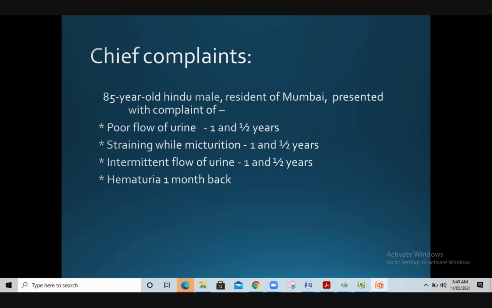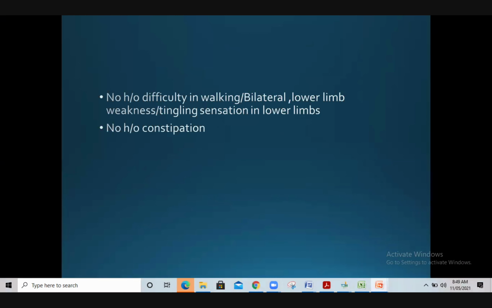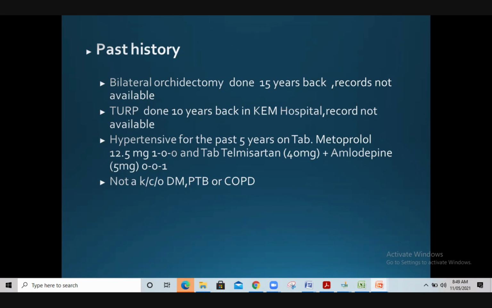Does the patient have any comorbidities? Did he have any urological or endourological intervention? 15 years back, the patient has a history of bilateral orchidectomy, but no records or details were available. And 10 years back, the patient had a TURP done, but again, no records were available. Otherwise, the patient has no comorbidities. And sorry, he's hypertensive. I'm really sorry. He's currently on medications.